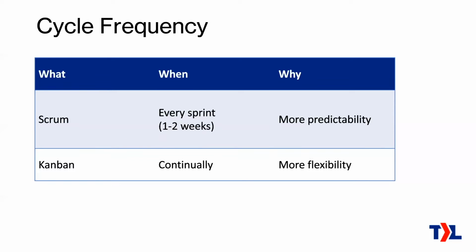Okay, so if you want that predictability, then Scrum is really useful. Kanban is a little different. It doesn't call for a specific cycle frequency. Actually, what you're doing is you're just continually doing this work. So you might choose that if you want more flexibility.